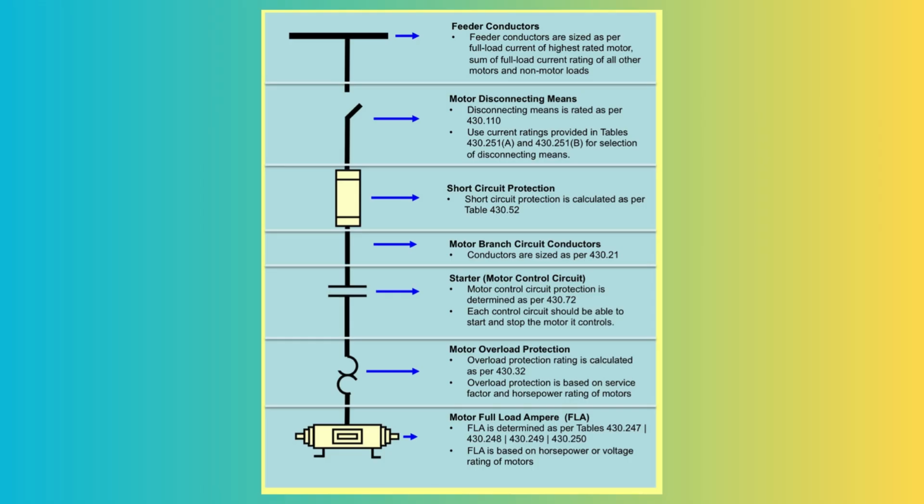Starter, motor control circuit. Motor control circuit protection is determined according to section 430.72. Each control circuit must be able to start and stop the motor it controls.